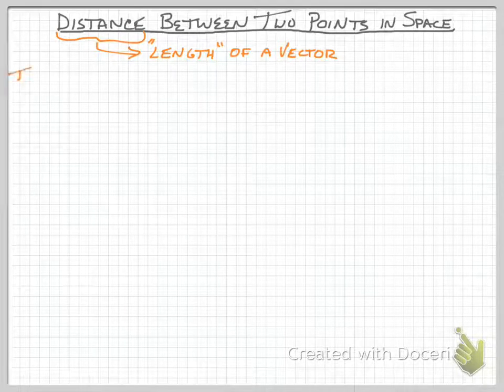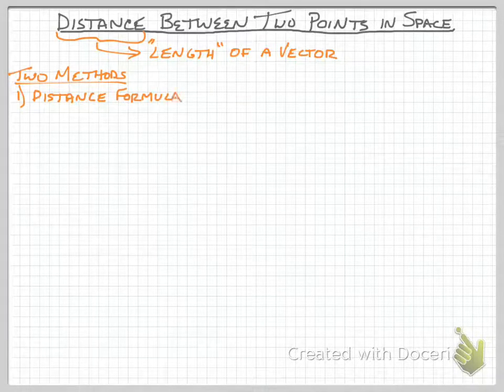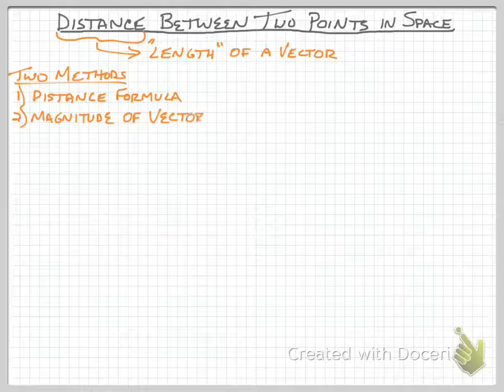Okay, so we've got two ways that we can do this, two methods. The first is to use the distance formula, and the second method is to find the magnitude of the vector. You're going to find that these two things are very closely related, very similar to each other. But let's start with the distance formula.